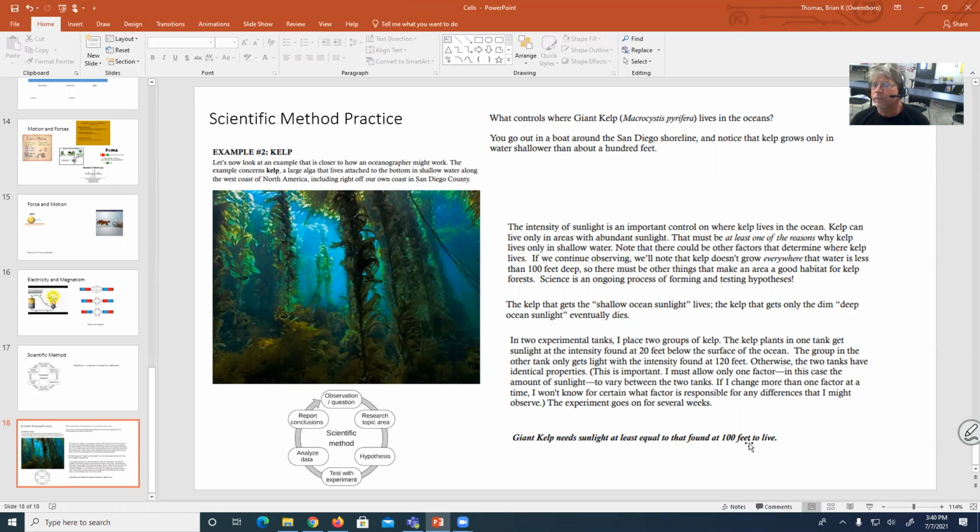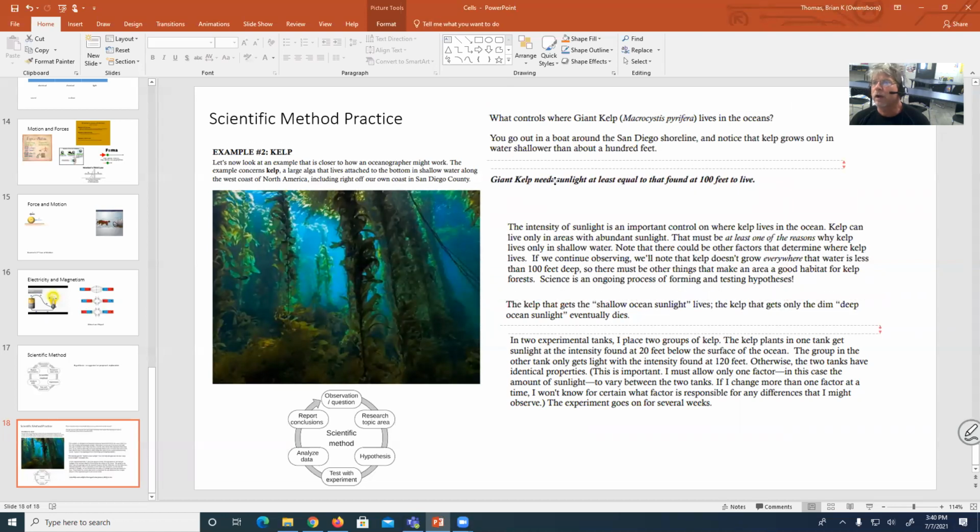If I look at this, again, an educated guess is probably going to be a short sentence as well. Giant kelp needs sunlight at least equal to that found at 100 feet to live. That seems like an educated guess. I'm thinking that that's the reason why kelp are living, because that kind of seems to follow my research. I mentioned this 100 feet, so I'm making a conclusion that it seems like kelp does pretty good in shallow water. In other words, water that is under 100 feet deep, not over 100 feet deep. So that's going to be my hypothesis. So now I'm looking for like this experiment.